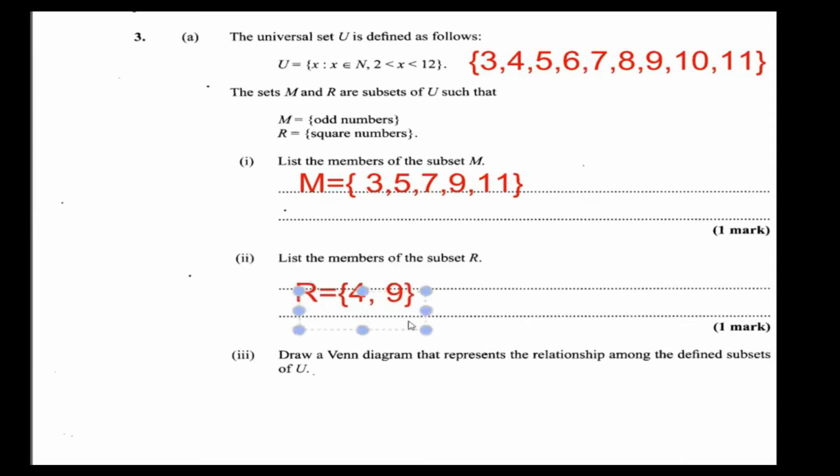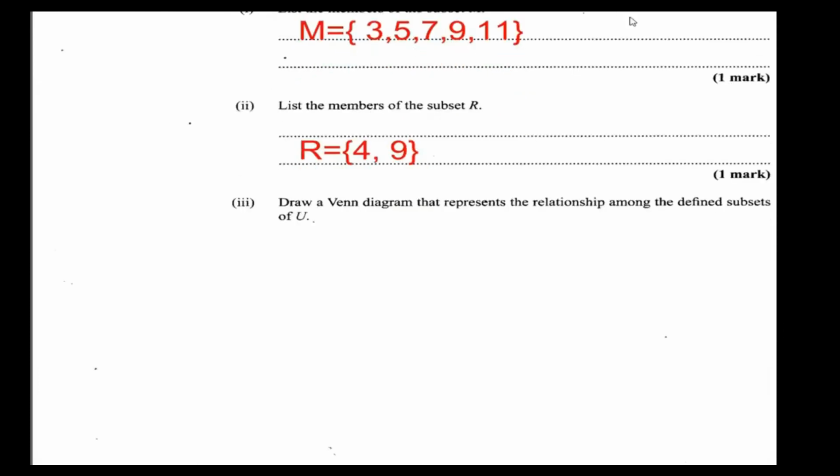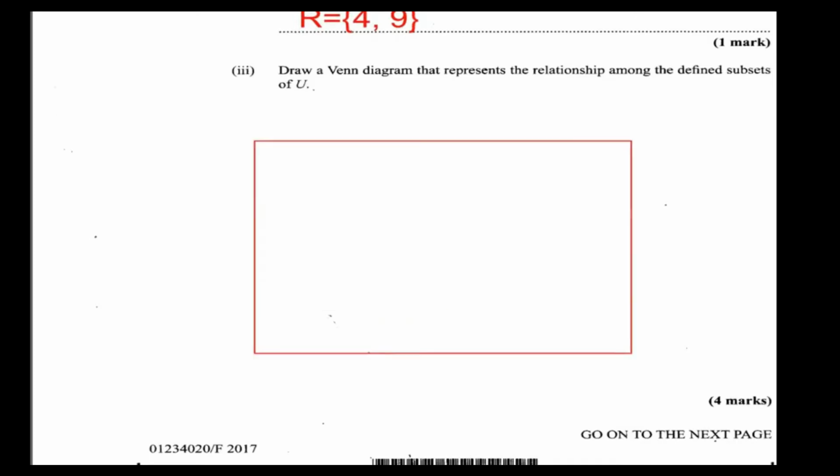Then it says, draw a Venn diagram that represents the relationship among the defined sets of U. So we're going to draw a Venn diagram now. Let's make our Venn diagram pretty. Of course, you start with the big box and you tell them that is your universal set U. The next thing you want to do is draw your two sets, M and R, and then fill those out.